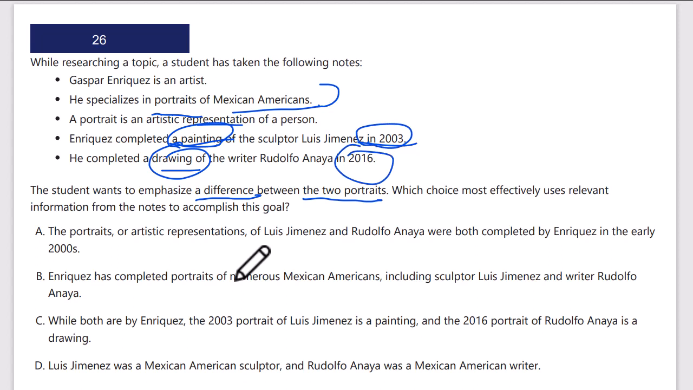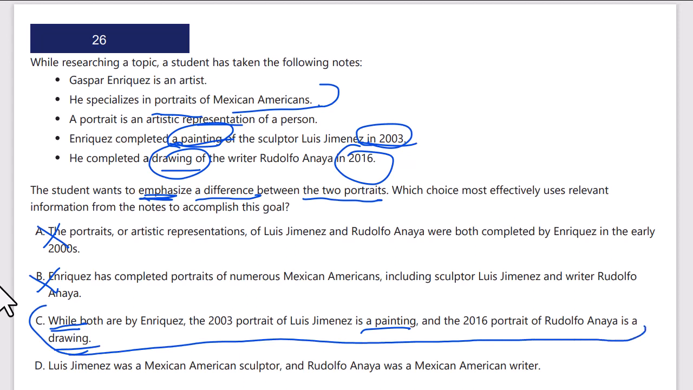So the portrait or artistic representation of Luis Jimenez were both completed in the early 2000s. That's a similarity. Enriquez has completed portraits of numerous Americans, including these guys. That's not highlighting or emphasizing a difference. While it's contrasting. This tells me this might be right. While both are by Enriquez, the 2003 portrait is a painting, and the 2016 portrait is a drawing. Yes, those are the differences.